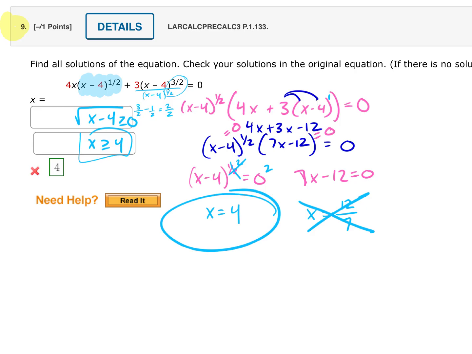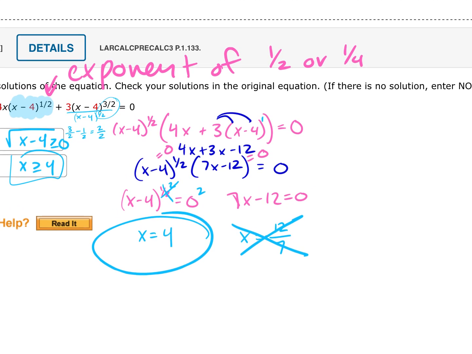So you always want to be careful if you have the 1/2 power or the 1/4 power, or 1/6, anything with an even index. You need to be careful because we can't have negatives under the square root or under the 4th root. I'll say can't have negatives.